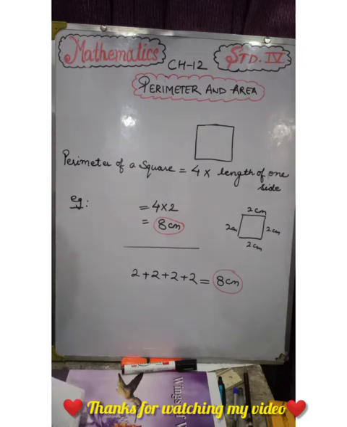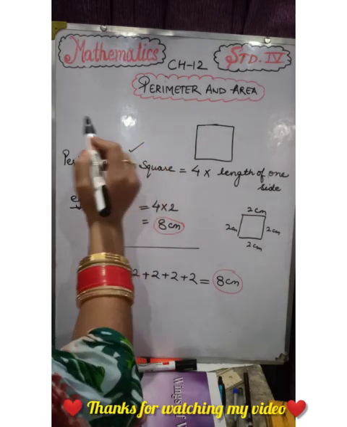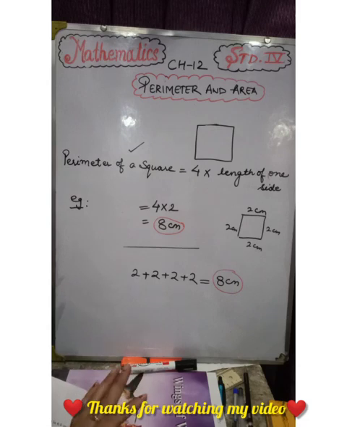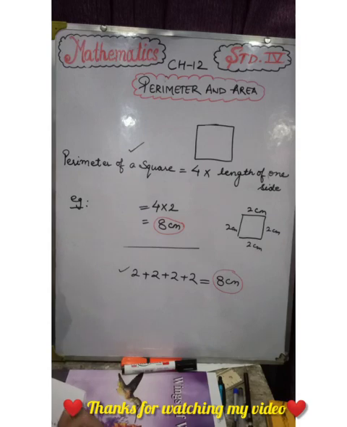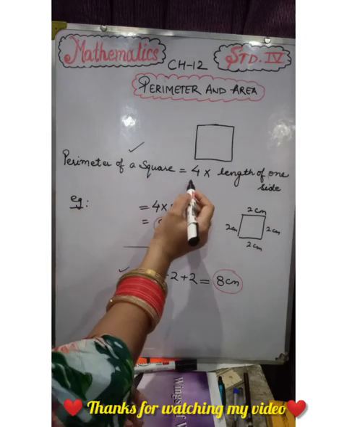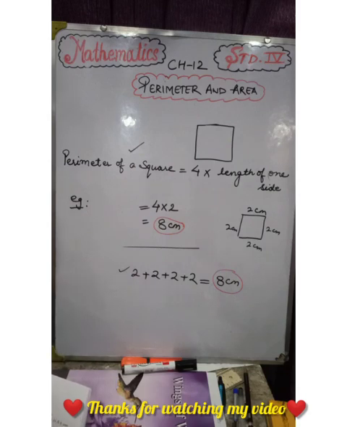You can apply any, but if it is written in the question that you have to use the exact formula, then you will use this formula. If it is not written anything, simply it is written find the perimeter of figure, it is mentioned only figure, then you can apply this formula. If it is mentioned that find the perimeter of square, then you have to apply this formula. Got it?